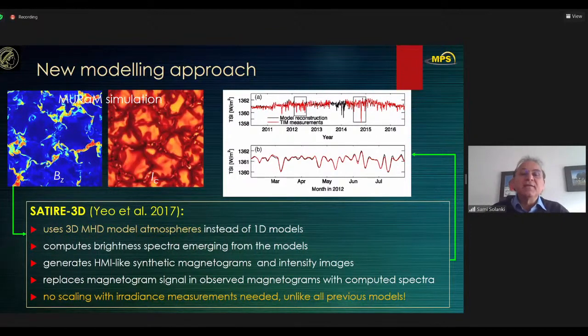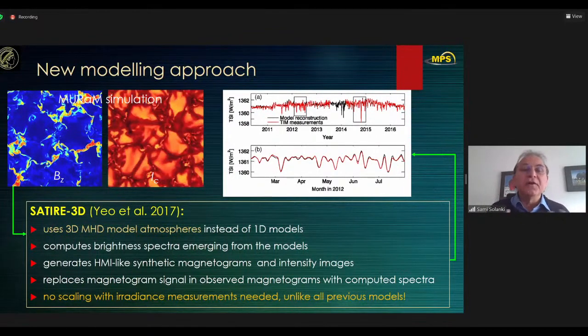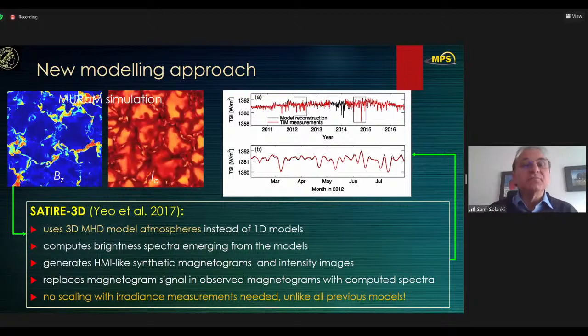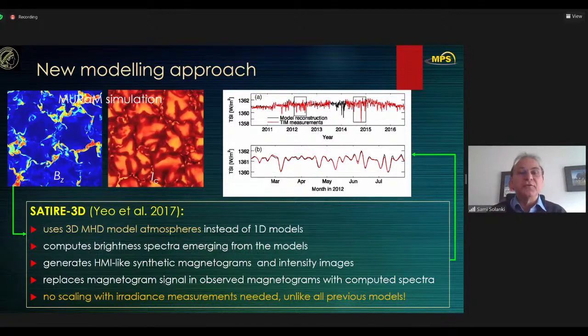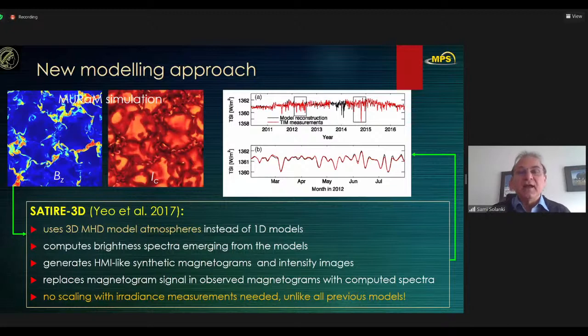And you can make these computations for various amounts of magnetic flux, from quiet sun all the way to very strong active region flux, for example. And you can then compute the brightness. And using this approach, I don't have time to go into details, you can get rid of that free parameter. You don't have to scale the irradiance models to the measurements.